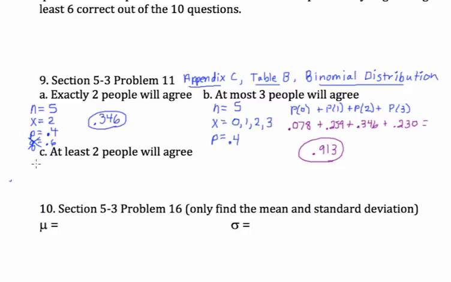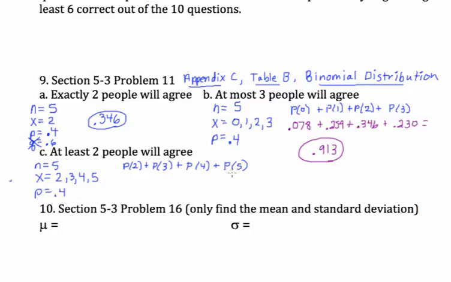So now, at least 2 people will agree. Again, our N is 5. Our P is 0.4. What's our X? At least 2 people. So that means 2 or more. So 2 or 3 or 4 or 5. So we need to find the probability that exactly 2 people agree and add it to the probability that exactly 3 people agree and the probability that exactly 4 people will agree plus the probability that 5 people will agree.